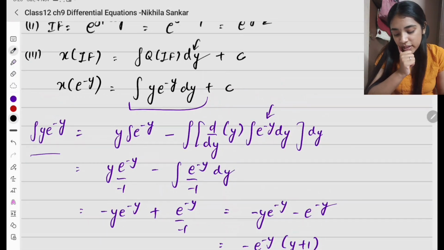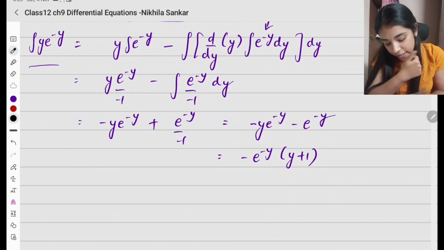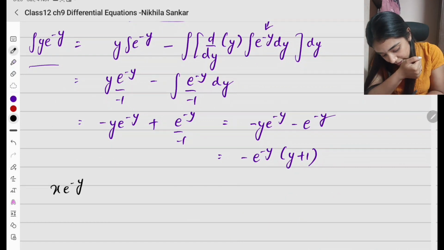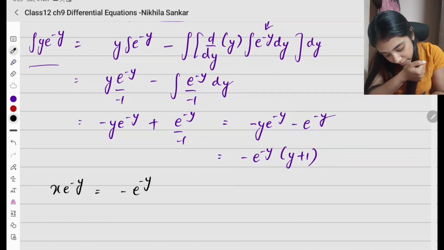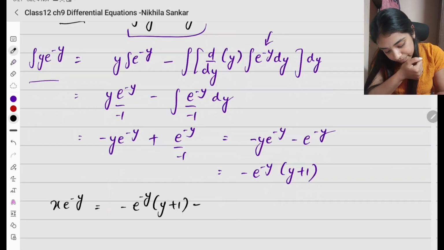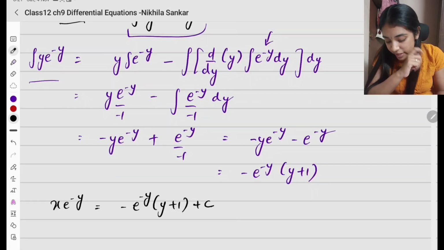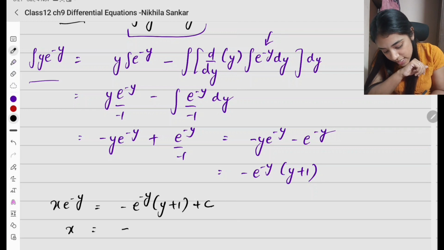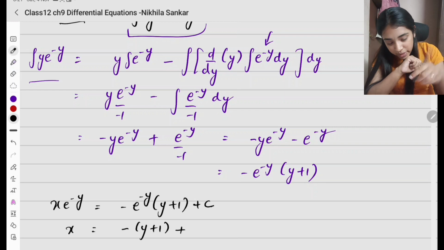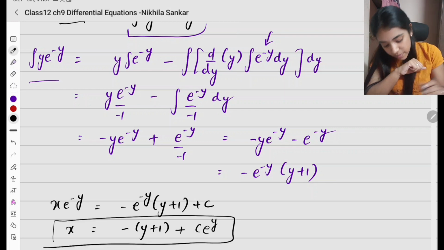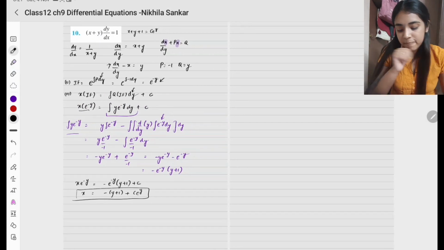So இதை questionல apply பண்ணா என்ன கிடைக்கும்? x e to the minus y equals integration minus e to the minus y, y plus 1 plus c. Dividing the whole equation by e to the minus y, I have x equals minus y plus 1 plus c divided by e to the minus y. Numeratorல போச்சுன்னா e to the y. So this is my final answer. Okay, please copy.